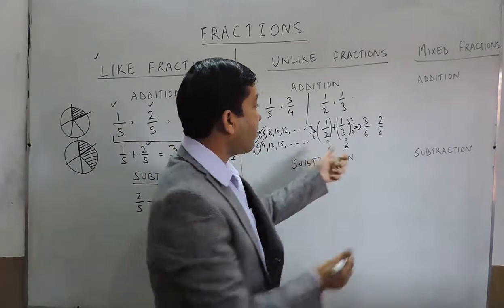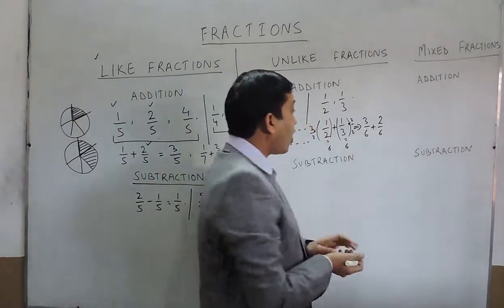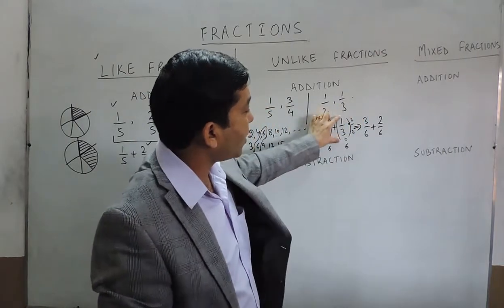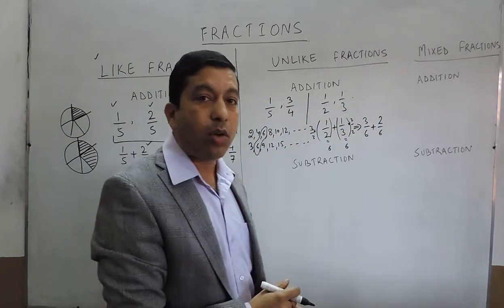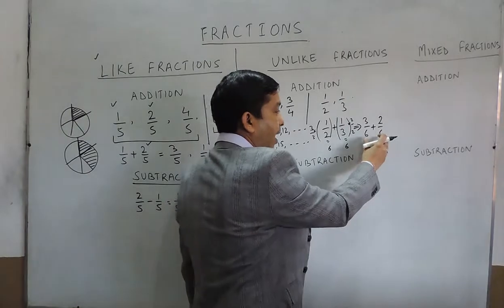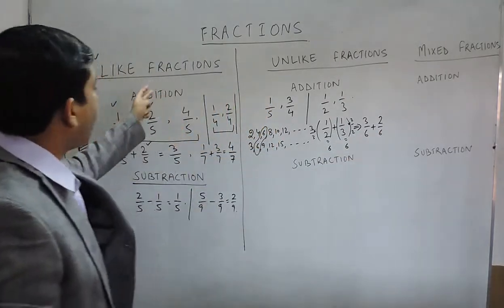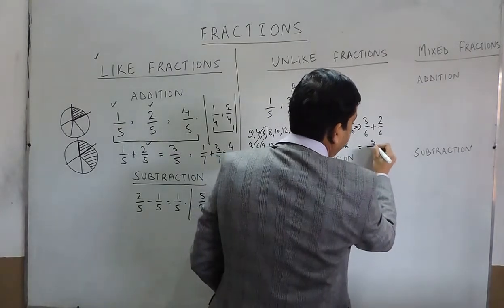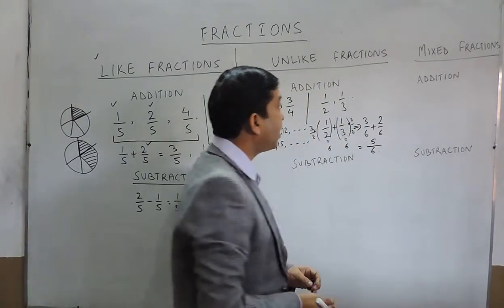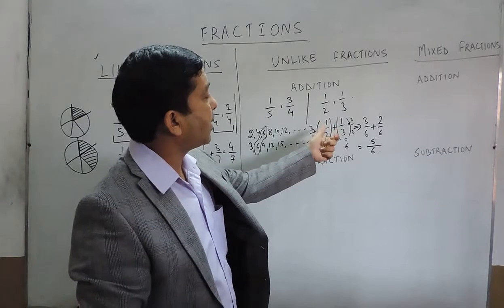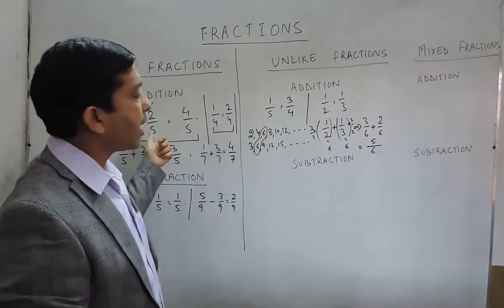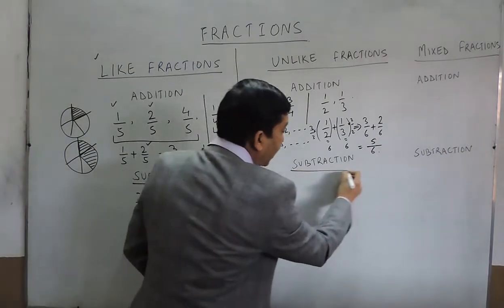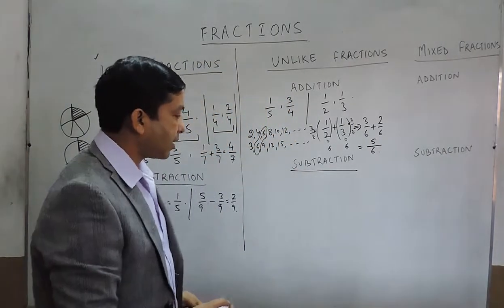And when I am adding the two, I have already converted 1 upon 2 as 3 upon 6 and 1 upon 3 as 2 upon 6. Now the denominators are same, and as the denominators are same, we have added in the like fraction. Same way we can add it here. It becomes 5 upon 6. So to the unlike fraction, first of all we have to convert to the like fraction and then we have to add them. Suppose we take some example of subtraction.